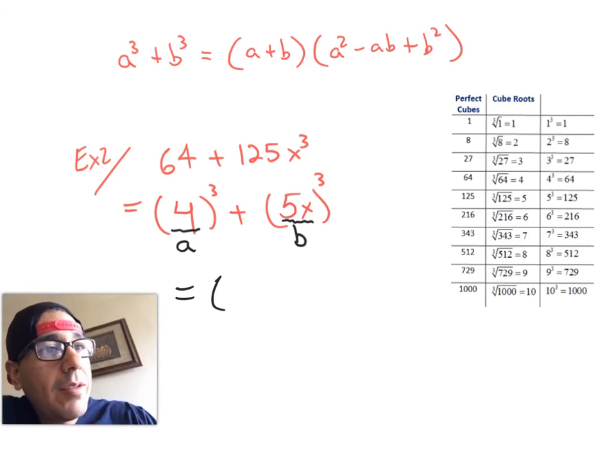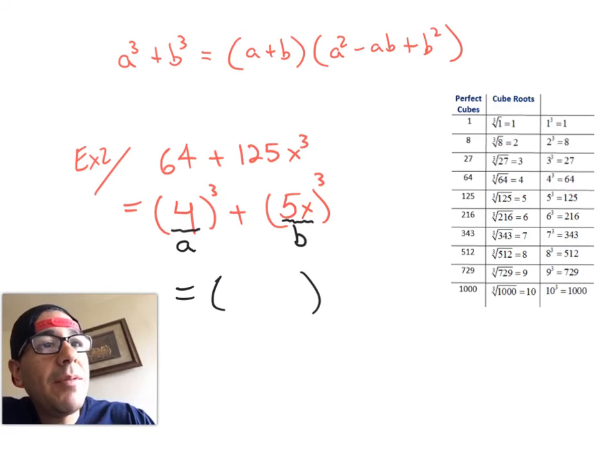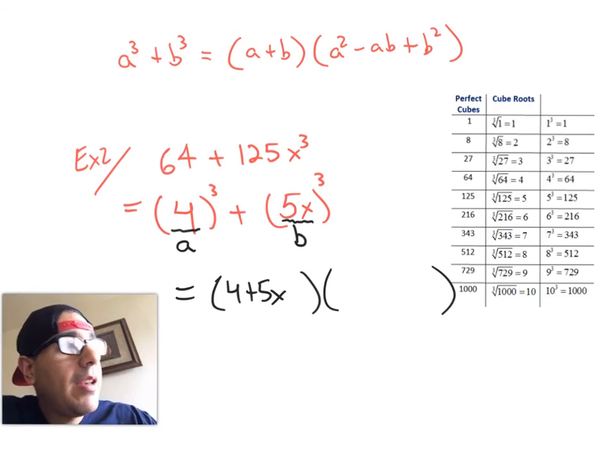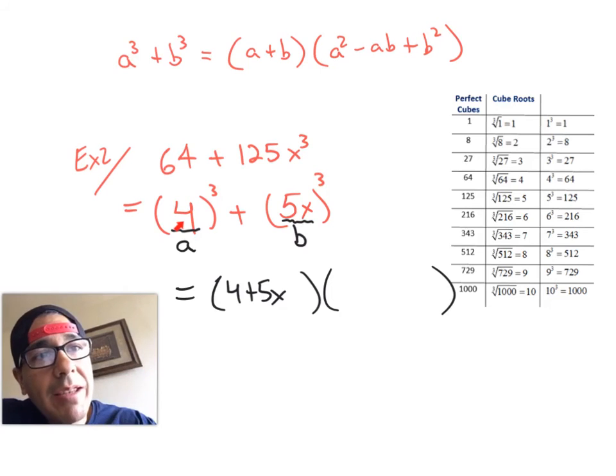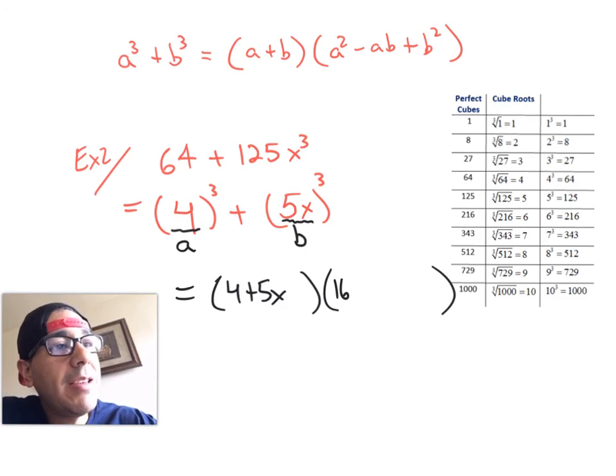All right, my formula says A plus B, so I'm going to have A plus B. So we have 4 plus 5x, and then we're going to take that A term and we're going to square it. So we're going to take this 4 and we square it. So 4 times 4, that's how we get the 16.